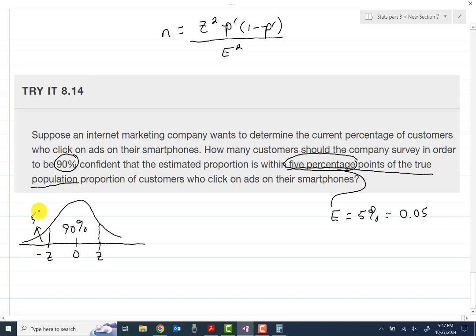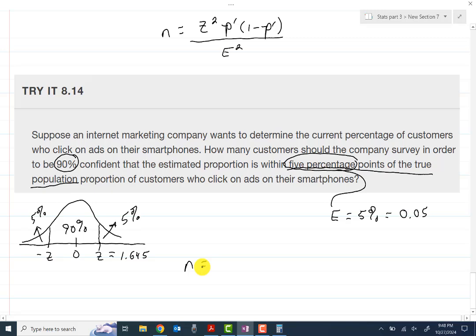That means we leave 5% in each of the ends. So what I typically do is I look for this z-value, so I'm looking for a 95% in the area of the table. We've done this one a few times now. It's 1.645. And now let's make use of the formula.